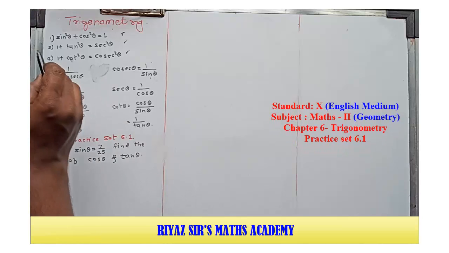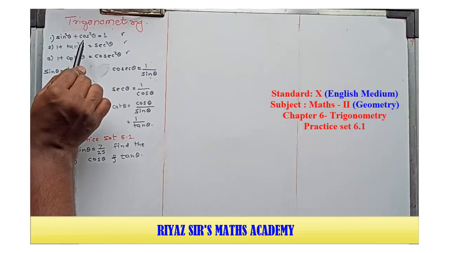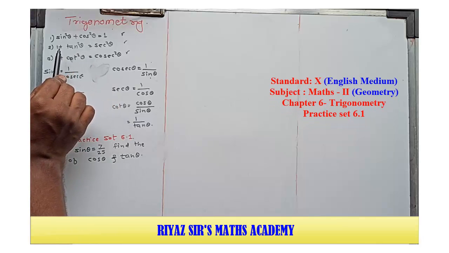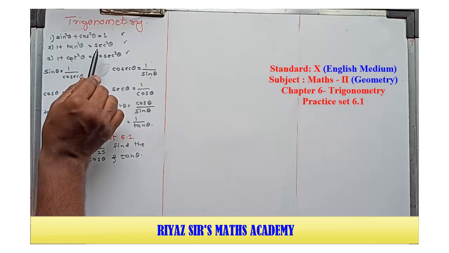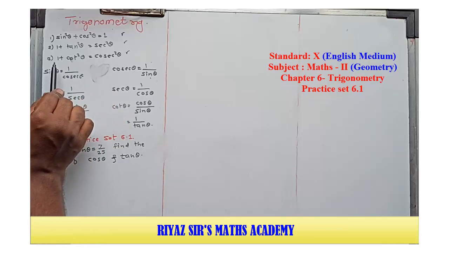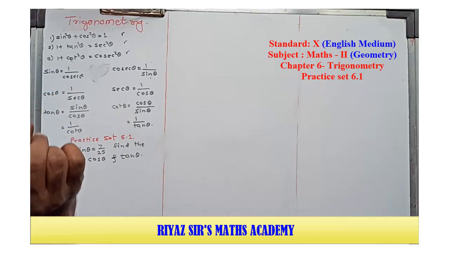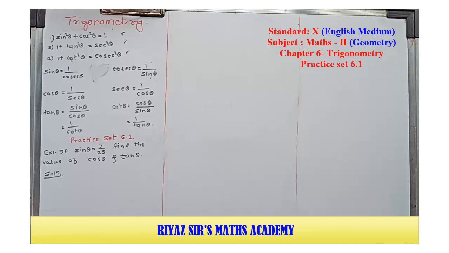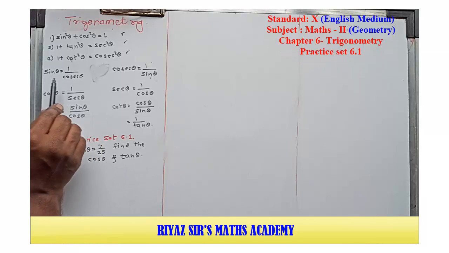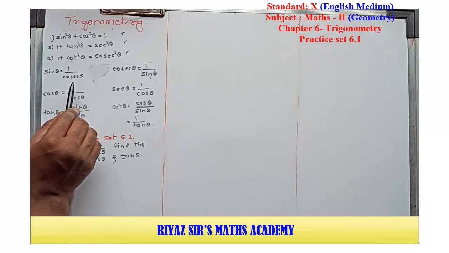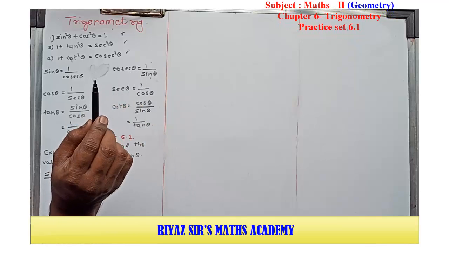In that, the first identity was sine square theta plus cos square theta is equal to 1. The second identity is 1 plus tan square theta is equal to sec square theta, and the third one is 1 plus cot square theta is equal to cosec square theta. Also we studied this formula: sine theta is equal to 1 upon cosec theta, or cosec theta is equal to 1 upon sine theta.